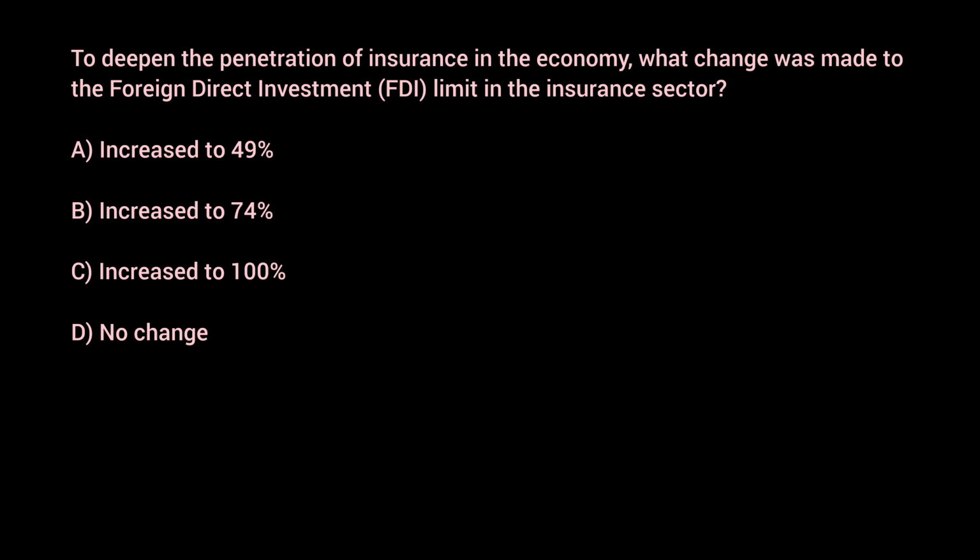To deepen the penetration of insurance in the economy, what change was made to the foreign direct investment limit in the insurance sector? The options are 49%, increase to 74%, and increase to 100%. Here, the correct option is option C, that is increase to 100%.